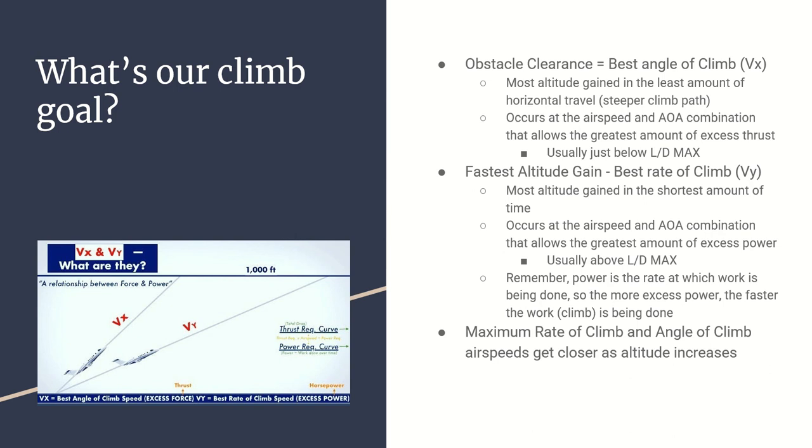Work, right? That word, remember, we need excess power. Work is associated with power. So the faster the work is being done, the more power there is supplied. So where we took advantage of excess thrust for the Vx climb, for the Vy climb, we're now thinking about excess power. We want extra power, okay?